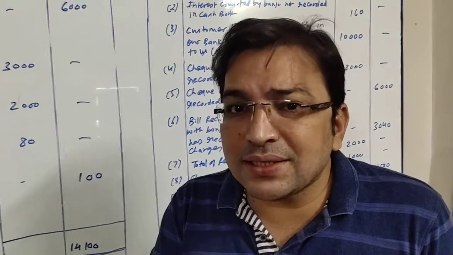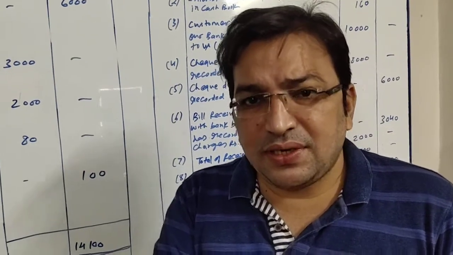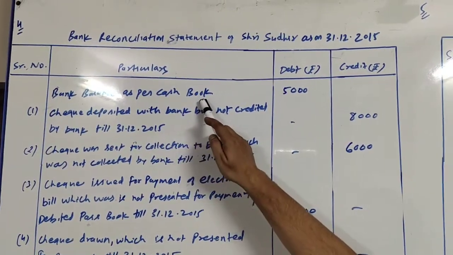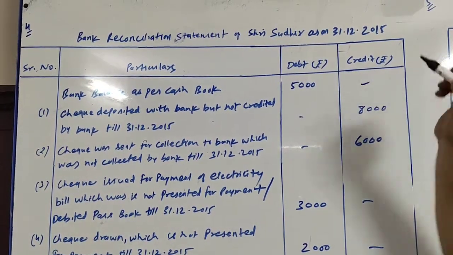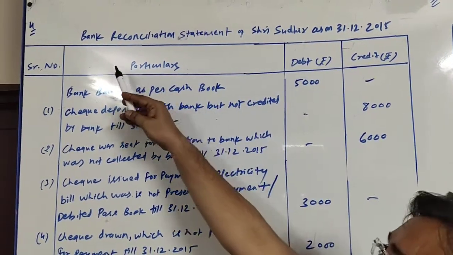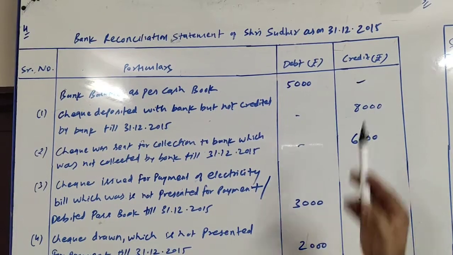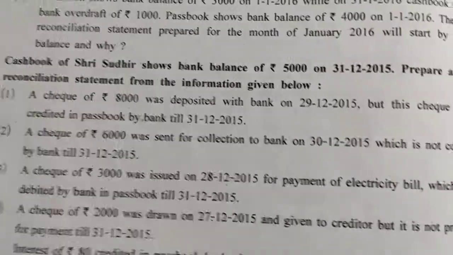So debit balance as per cash book is known as bank balance. So this 5000 rupees, which is a bank balance, will be written at the debit side of our bank reconciliation statement. So here it is, bank balance as per cash book rupees 5000 in the debit column, and in the credit column there's a dash. Before that we can see the heading, bank reconciliation statement of Sri Sudhir as on 31/12/2015. Okay, let us see the transactions one by one.